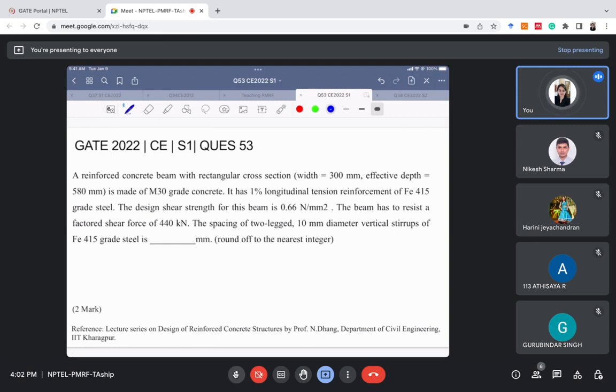Hello everyone. So today I'll be discussing a few GATE questions. One related to shear reinforcement design. Then after that I'll move towards shape factor and plastic analysis. And one problem related to deflection of beam for revision.